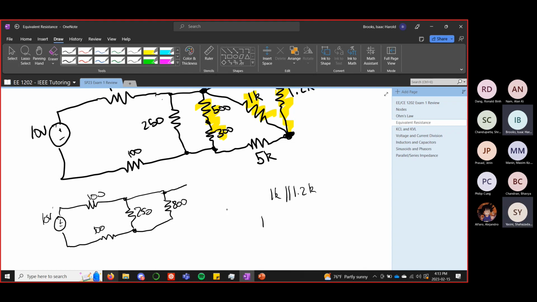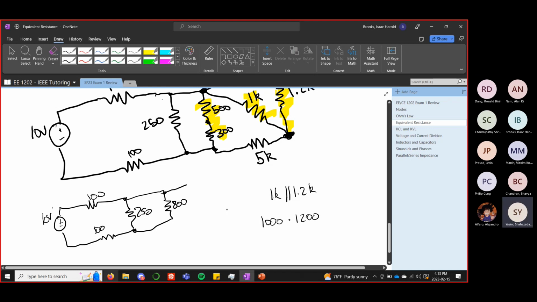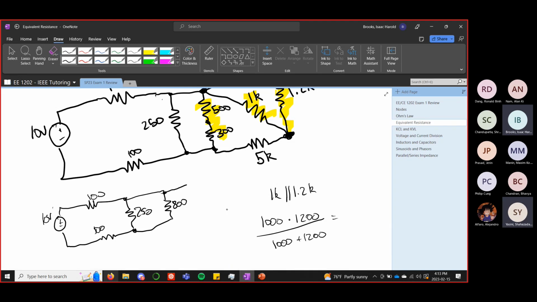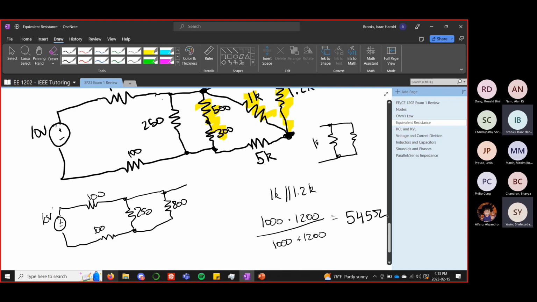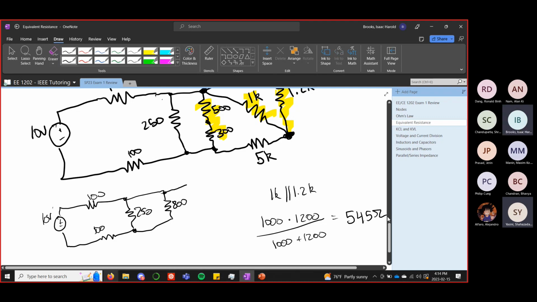So a 1K and a 1.2K, 1K is 1,000, 1.2K is 1,200. So this would be 545. Okay, and we can do a gut check quick, because this is a pattern you might have seen before. If you have two resistors in parallel that have the same value, what happens to them? It's half. So since 1K is about 1.2K, we know that the answer should be roughly half of those two. 545 is about half. So that makes sense.